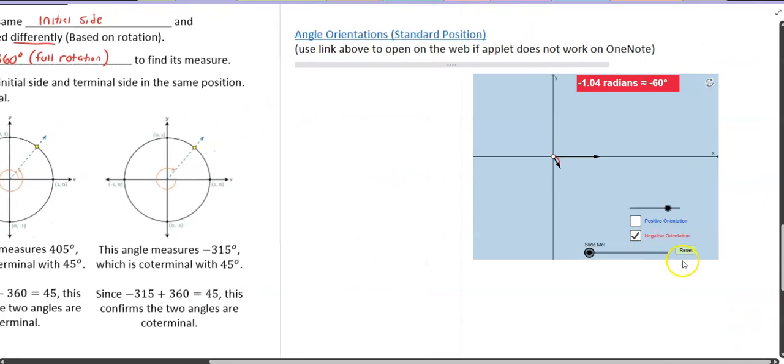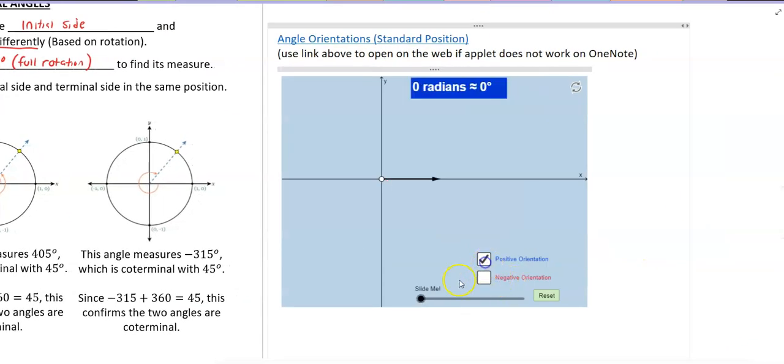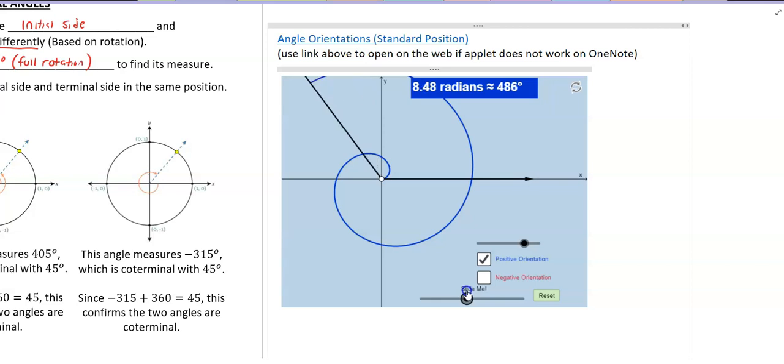If I go over here to my applet, let's look at a positive angle. I'm going to measure this one at 151 degrees. There it is. But what if I rotate it around a second time and put it in the exact same position? You'll see that we get an angle at about 508. So all I would do to figure this out is, you can see I can rotate.